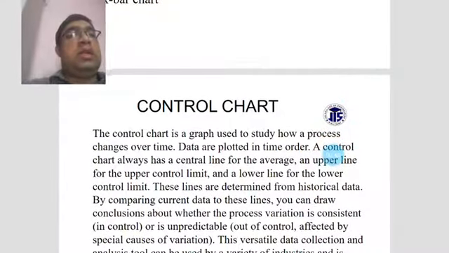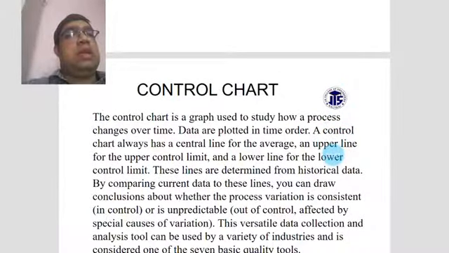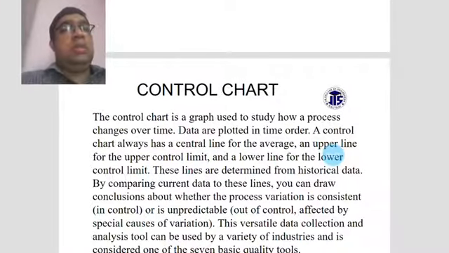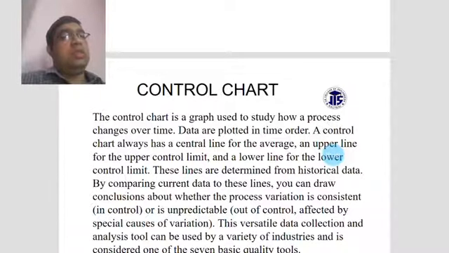The control chart is a graph used to study how a process changes over time. The data are plotted in time order.